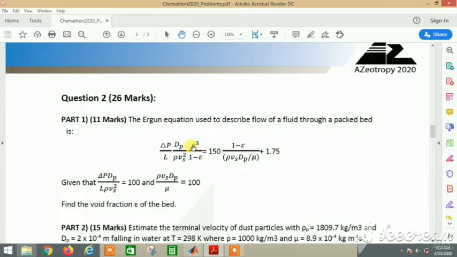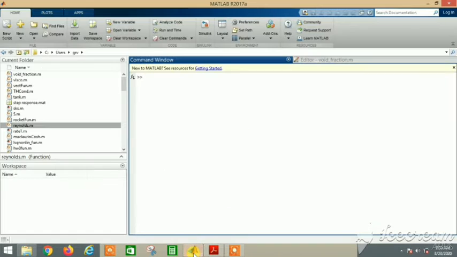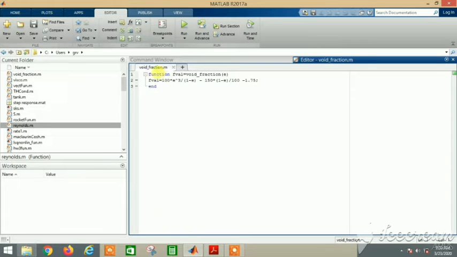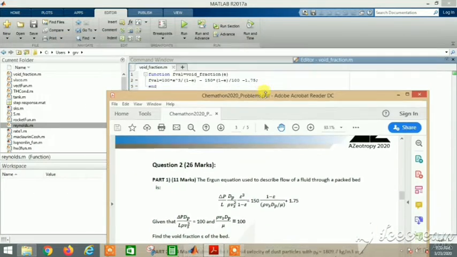We have 11 marks for this, and then we have another question. So first let's look into this question and solve this through Matlab. Here I have already opened Matlab, and this is the editor window. Here you see that I've written the function. Let's see what this says. I hope it's visible.